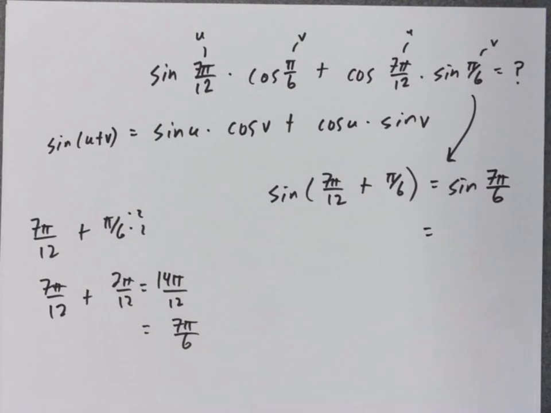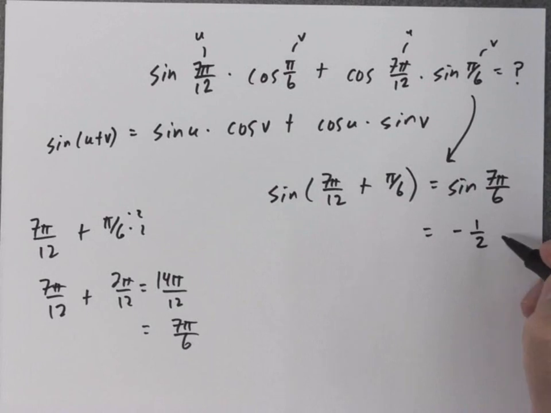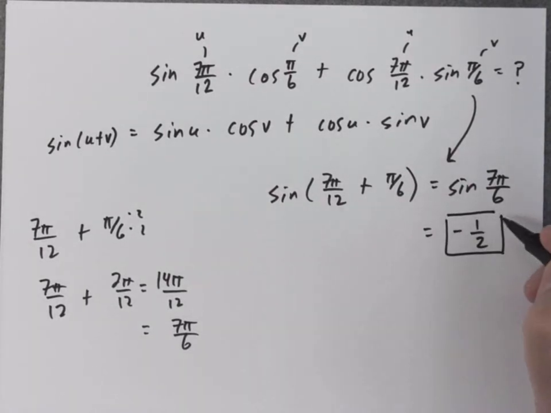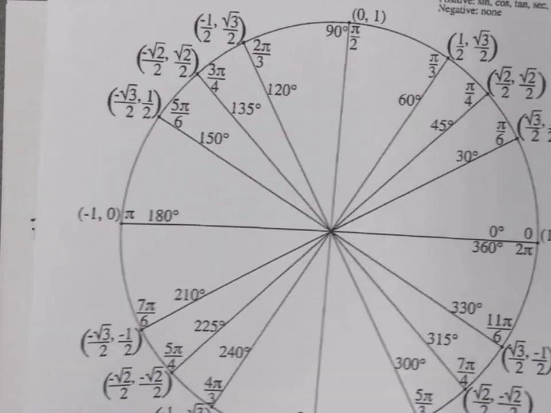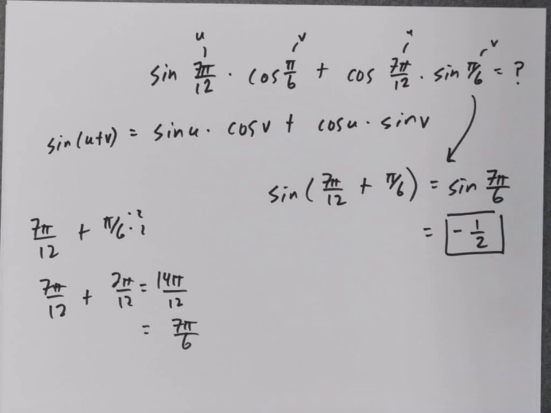And this is a special angle. I went to my unit circle, looked at 7 pi over 6, and the sine is negative 1/2. Let me check, I don't want to be mistaken. Let me look at the number I was working. Now it says I made a mistake. Let me see what my mistake might be.